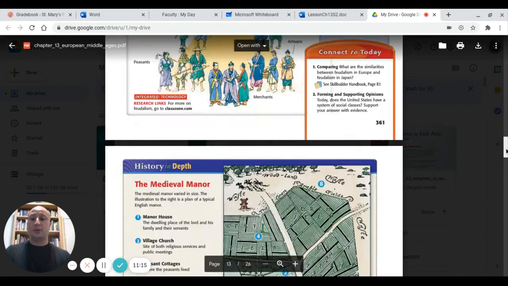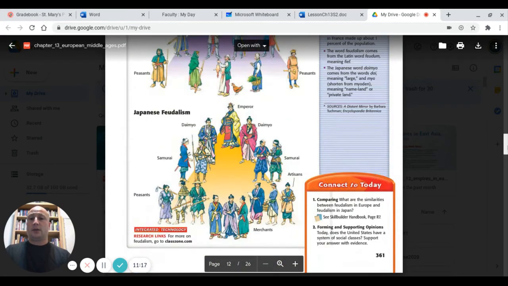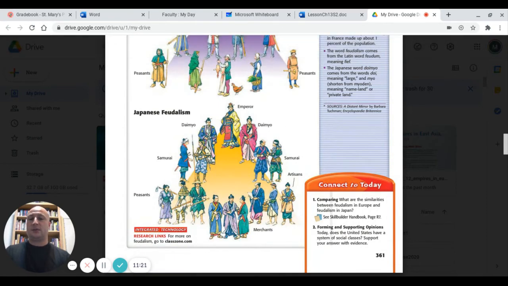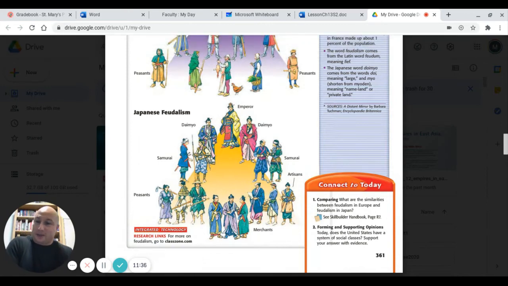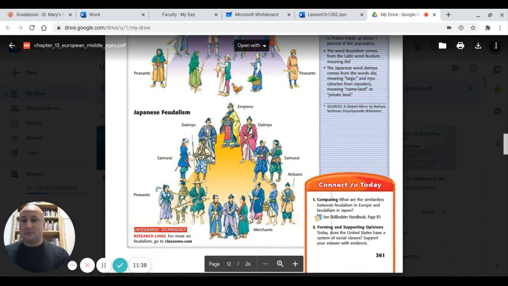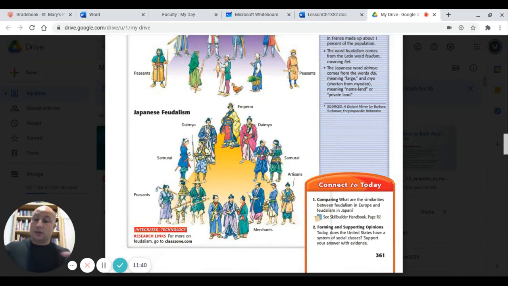Now, in Japan, which we just learned about in chapter 12, the emperor is like the king, and then you've got these guys like daimyos. And I was looking for this chart the other day in class, and I found it was in this chapter. I thought it was in chapter 12. But daimyos are like the equivalent to lords. We learned about them in the past. So they're like your nobles. Your samurai are the equivalent to your knights in Europe, and then your peasants and merchants and artisans are the equivalent to peasants and serfs in the European form.